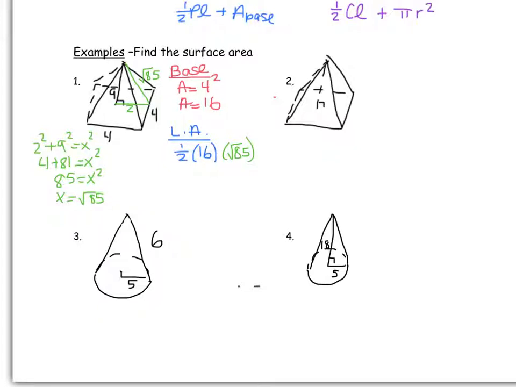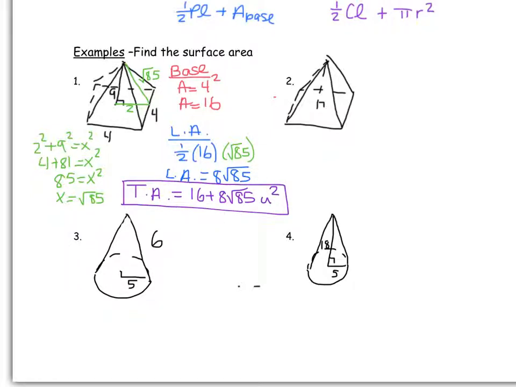So then the lateral area of this shape, half of 16, is 8. So this is going to be 8 root 85. And then to get the total area, all I'm going to do is add those parts together. So 16 plus 8 root 85 units squared.